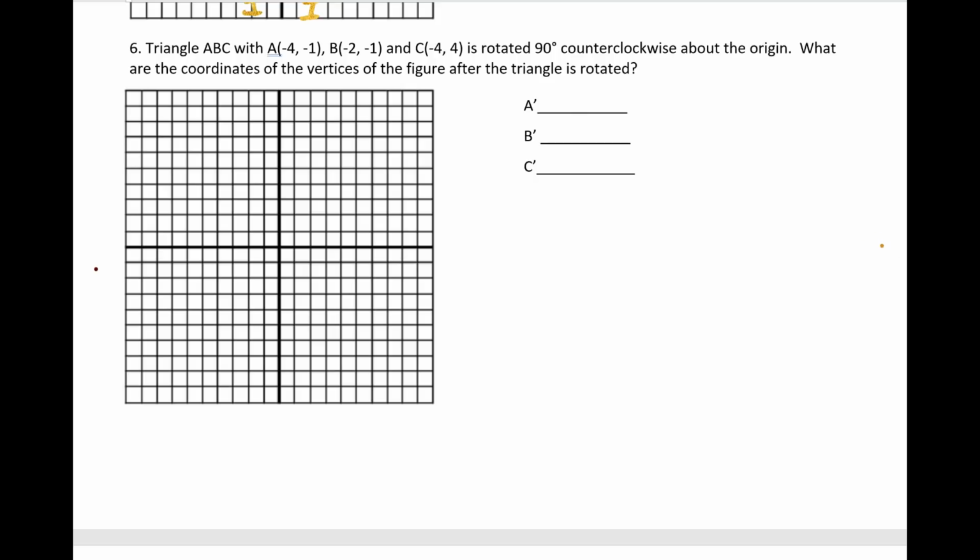It says triangle ABC with these points is rotated 90 degrees counterclockwise about the origin. What are the coordinates of the vertices of the figure after the triangle is rotated?